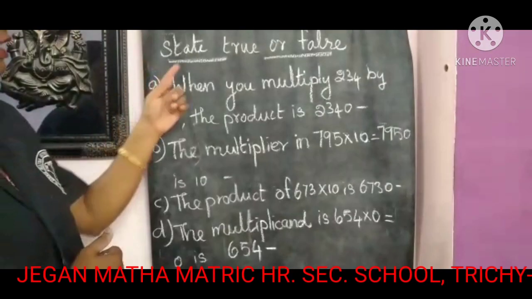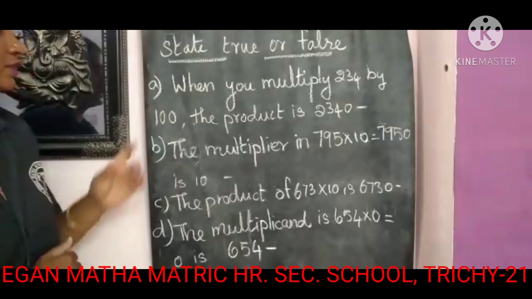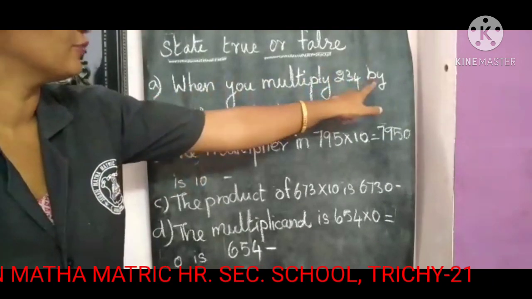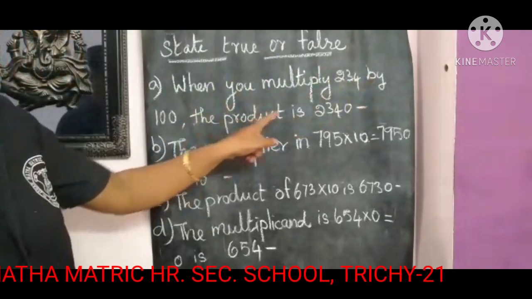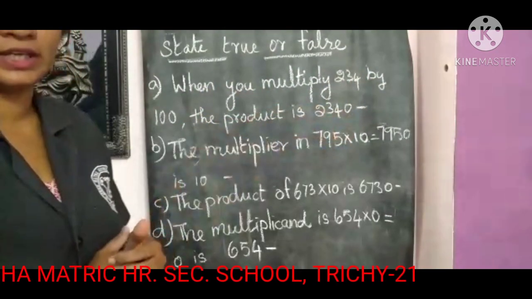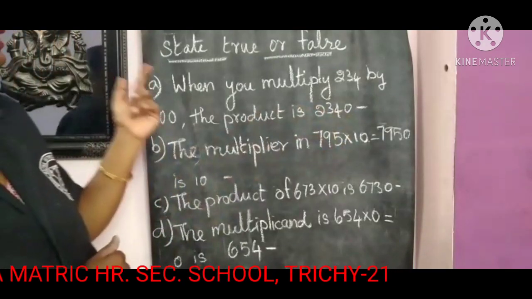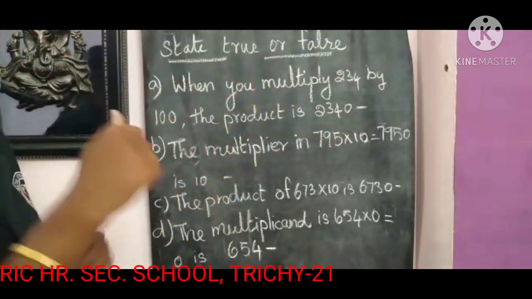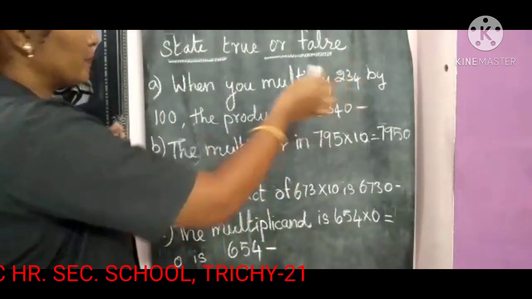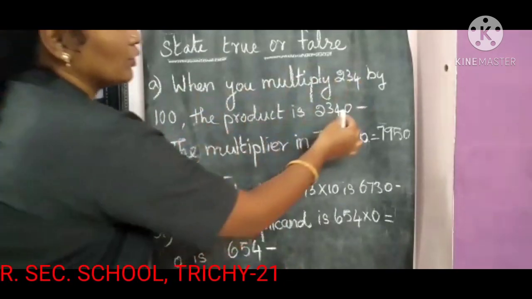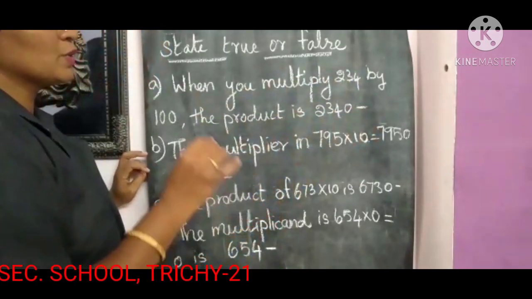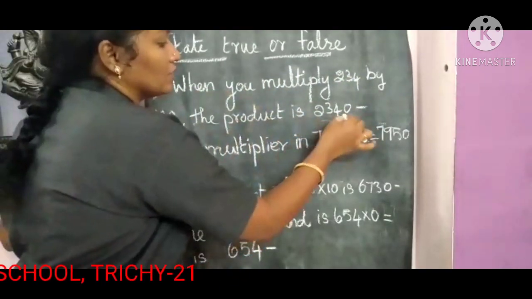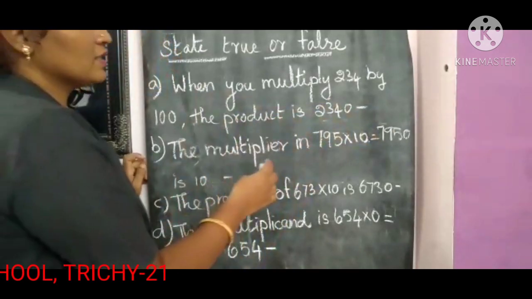Next one, state true or false. First question: when you multiply 234 by 100, the product is 2340. Multiplying any number by 100, you write 2 zeros. So 234 multiplied with 100 means you want to write one more zero, that means 23,400. But here it is 2340. So the sentence is false.